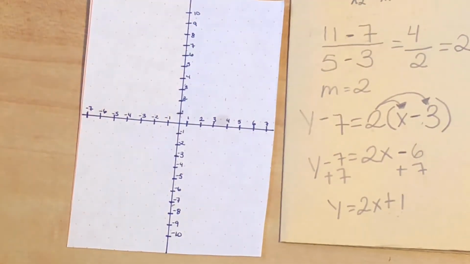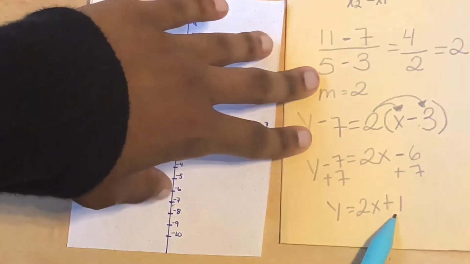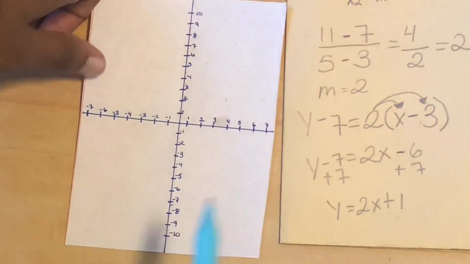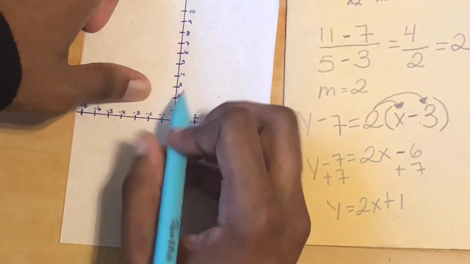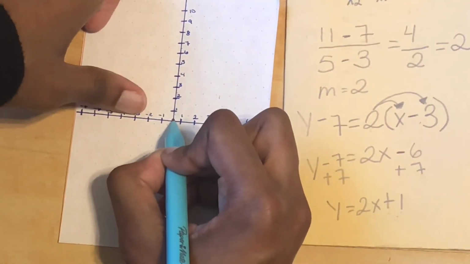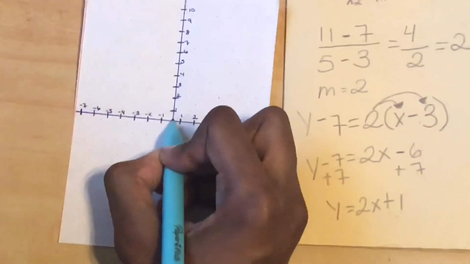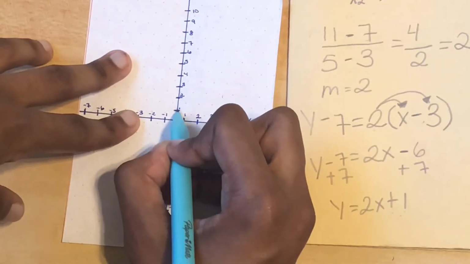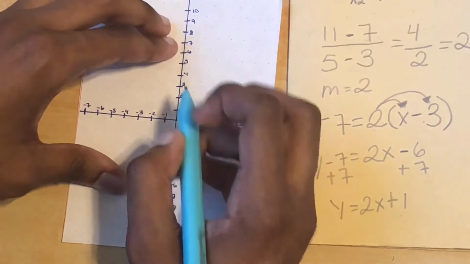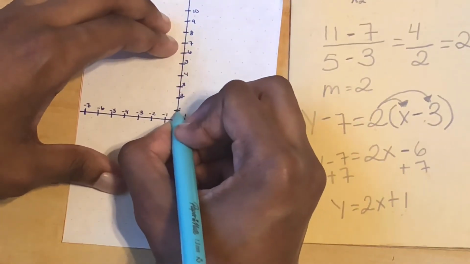So the first thing that I like to do is I like to start with our b. So our b is our y-intercept. So that is where the line is going to cross the y-axis. So here, our b is 1. So I'm going to go to our origin, or 0, 0, because that is our starting point, and I'm going to go up 1. And I'm going to plot a point.